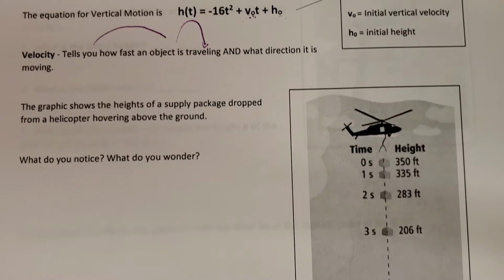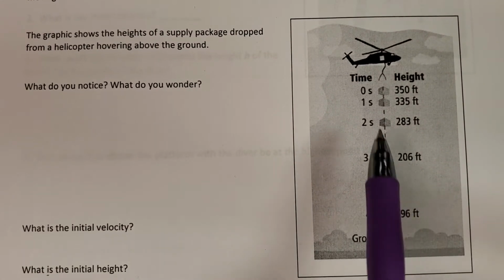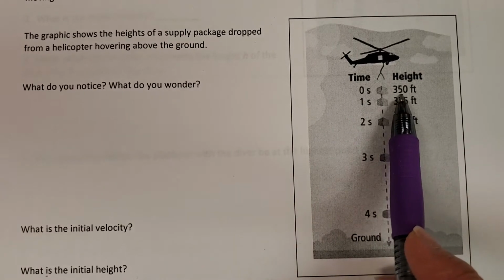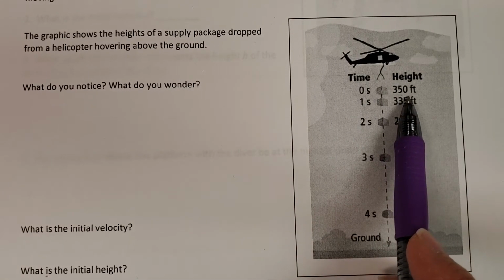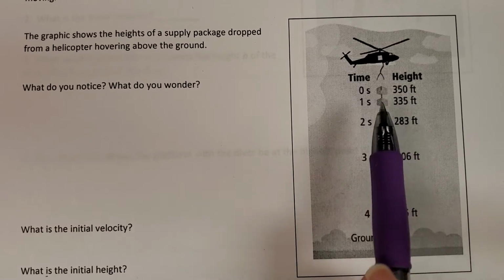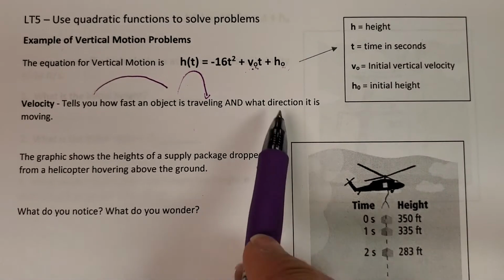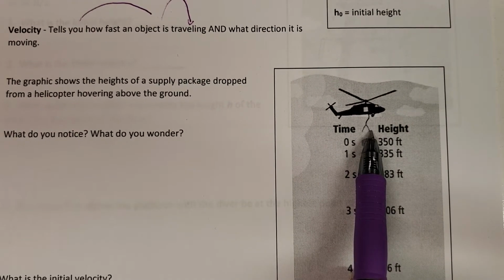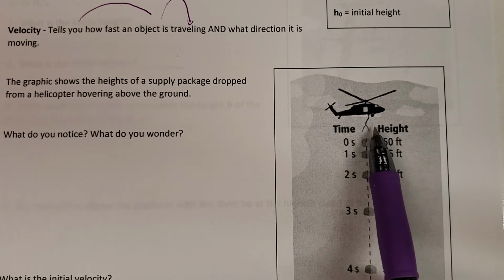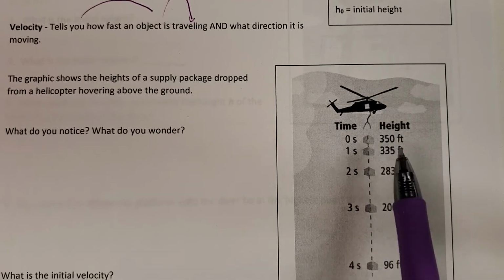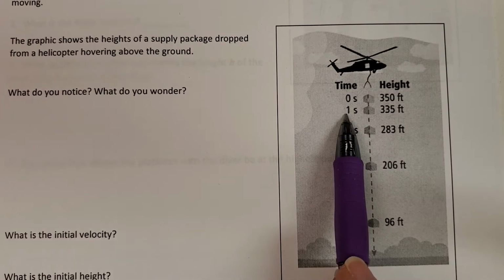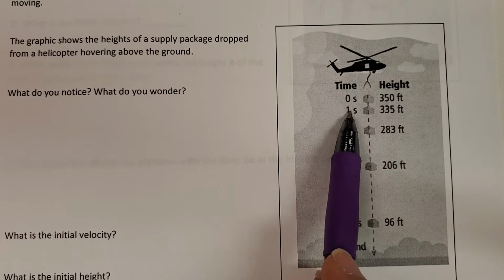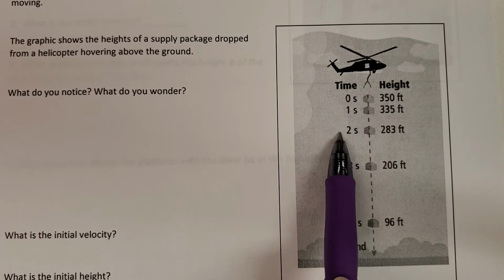This little graph here is from our book, but I want you to see that something is being dropped from a helicopter. And the initial height is 350 feet. So if we were making an equation, then we would put 350 right there. Now, before I dropped it, obviously its velocity would be 0. I'm not throwing it, I'm just dropping it, so it would start at 0. And notice what happens after 1 second, after 2 seconds, after 3 seconds. Can you see how between 1 and 0, there's not as much space, but then it kind of gets bigger?